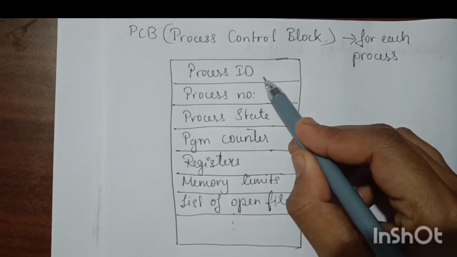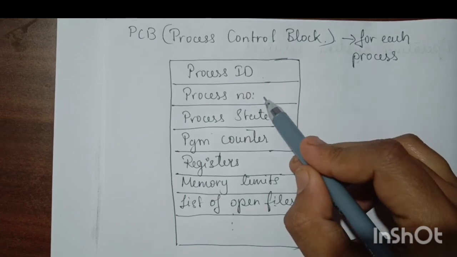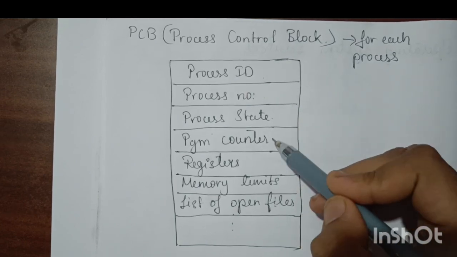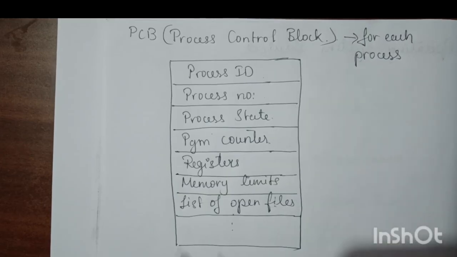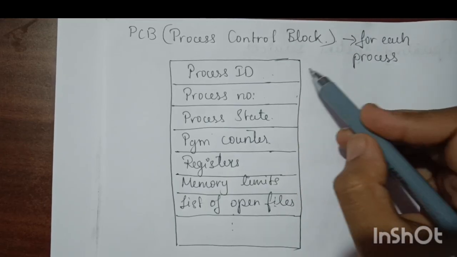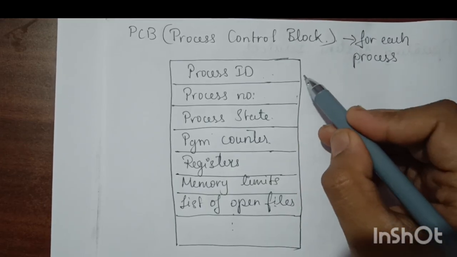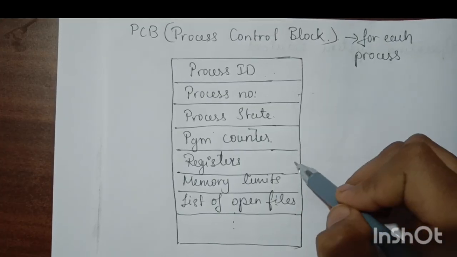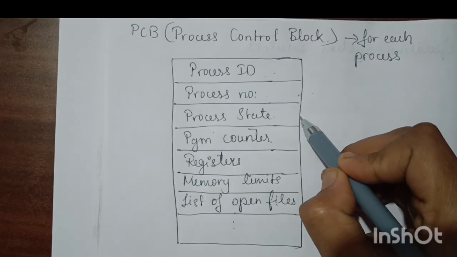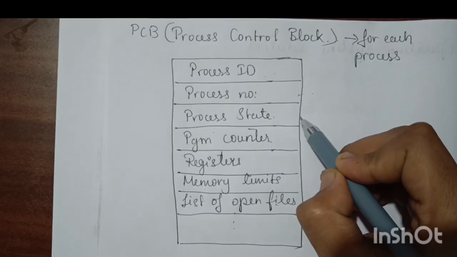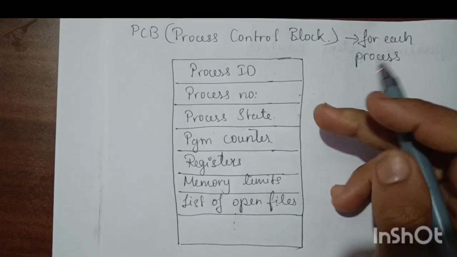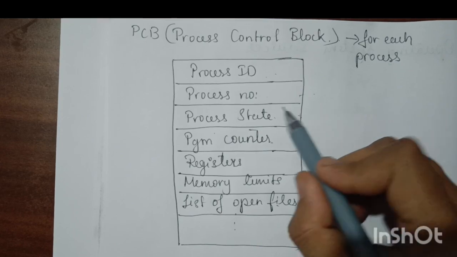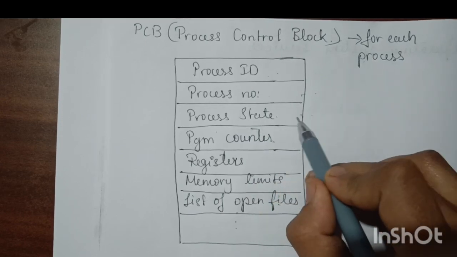So you should know about what process ID, the process number, the state of the process, the program. I'll be explaining what exactly it is. Now process ID and process number are again a unique number, as I said, like your USN and your Aadhaar card. Now process state: just now we have seen what states a process can be in, like a new state or a ready state or a running state. So that will be defined here in the block.